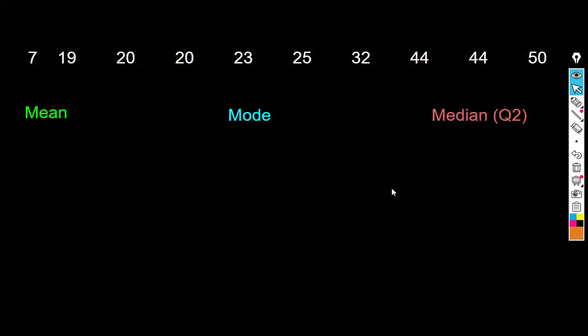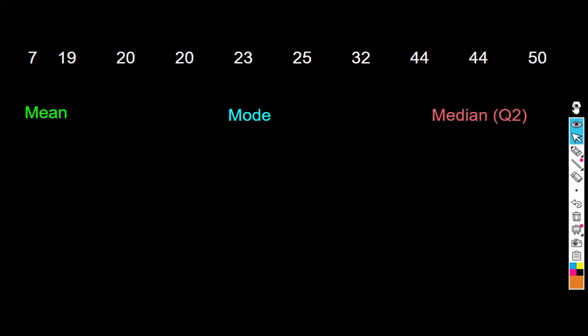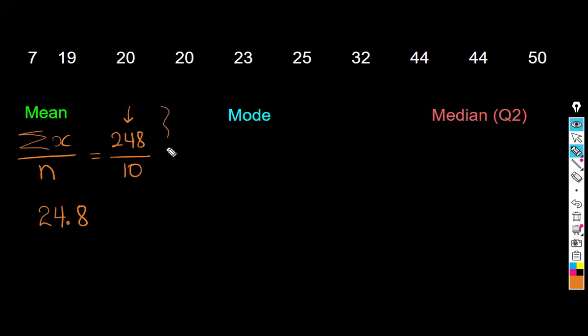Right. So try this one here. This is your practice question now. Find all three for me and send it on the chat. Mean, mode, and median. Good luck. All right, so based on the answers that are coming up, the mean is pretty simple. When we add up all the numbers, we got 248 and we have 10 values in all. So the mean is 24.8. As simple as that.